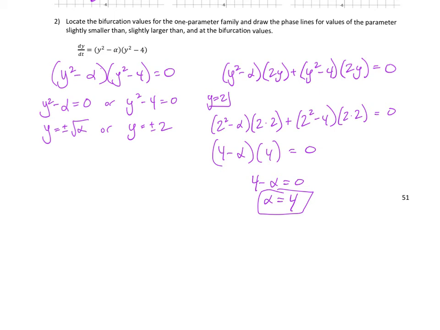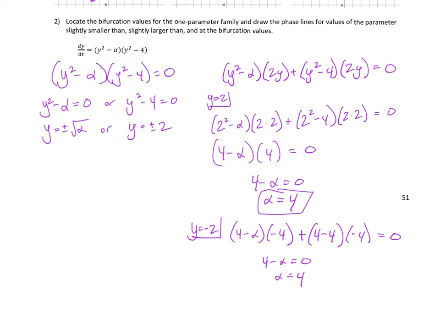All right, and then if I plug in y equals negative 2, let's see what happens there. I get 4 minus alpha times negative 4, plus 4 minus 4 times negative 4 equals 0. So here I have, again, 4 minus alpha equals 0, so alpha equals 4. So nothing new there. And then I should try plugging in y equals root alpha.